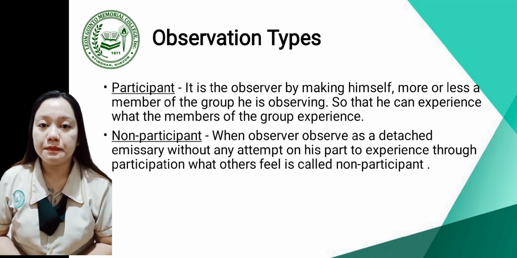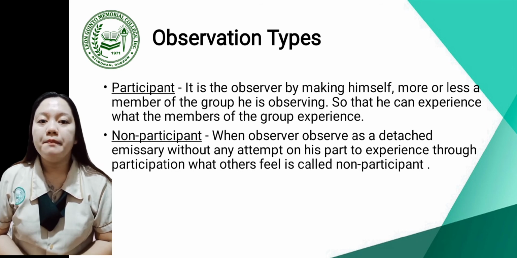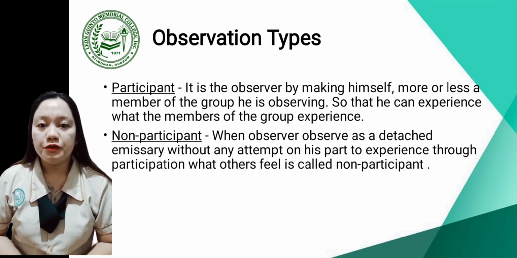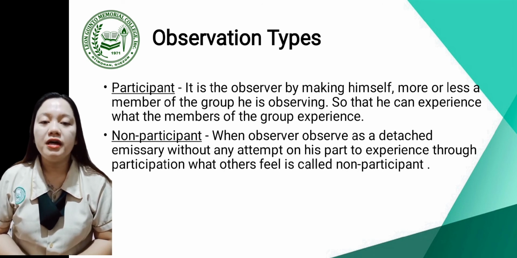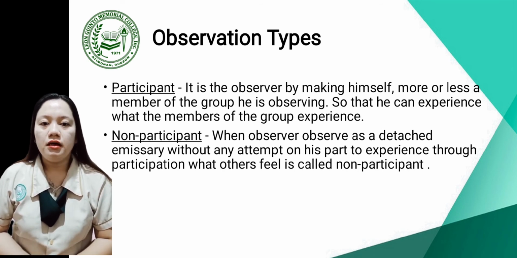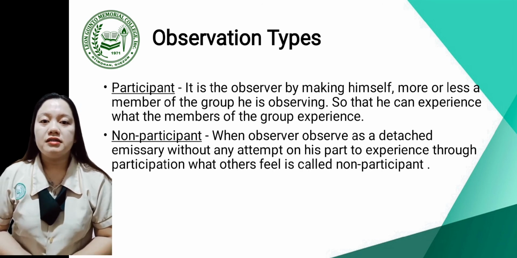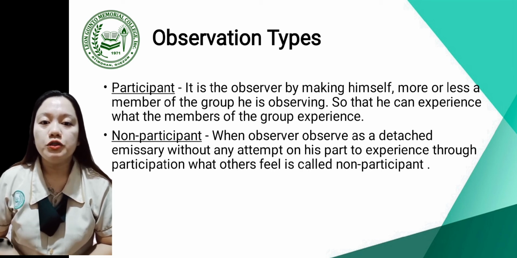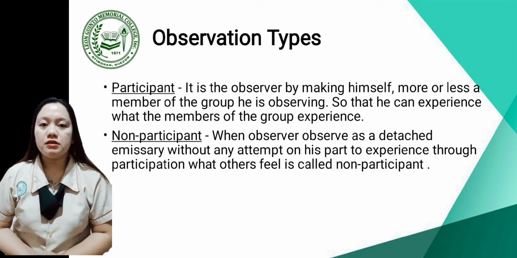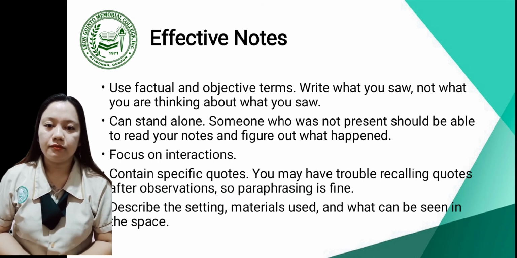Next is participant. It is when the observer makes himself more or less a member of the group he is observing so that he can experience what members of the group experience. Next is non-participant, when the observer observes as a detached emissary without any attempt on his part to experience through participants what others feel, and is called non-participant.